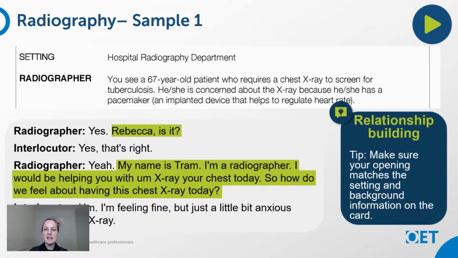So as a tip here, if it's more natural for your healthcare role, ask the patient's name during the preparation time so you can use it in greeting before introducing yourself, as Tram did here. That's perfectly all right to ask the interlocutor for their name in the preparation time so that you can use it at the start of the role play.